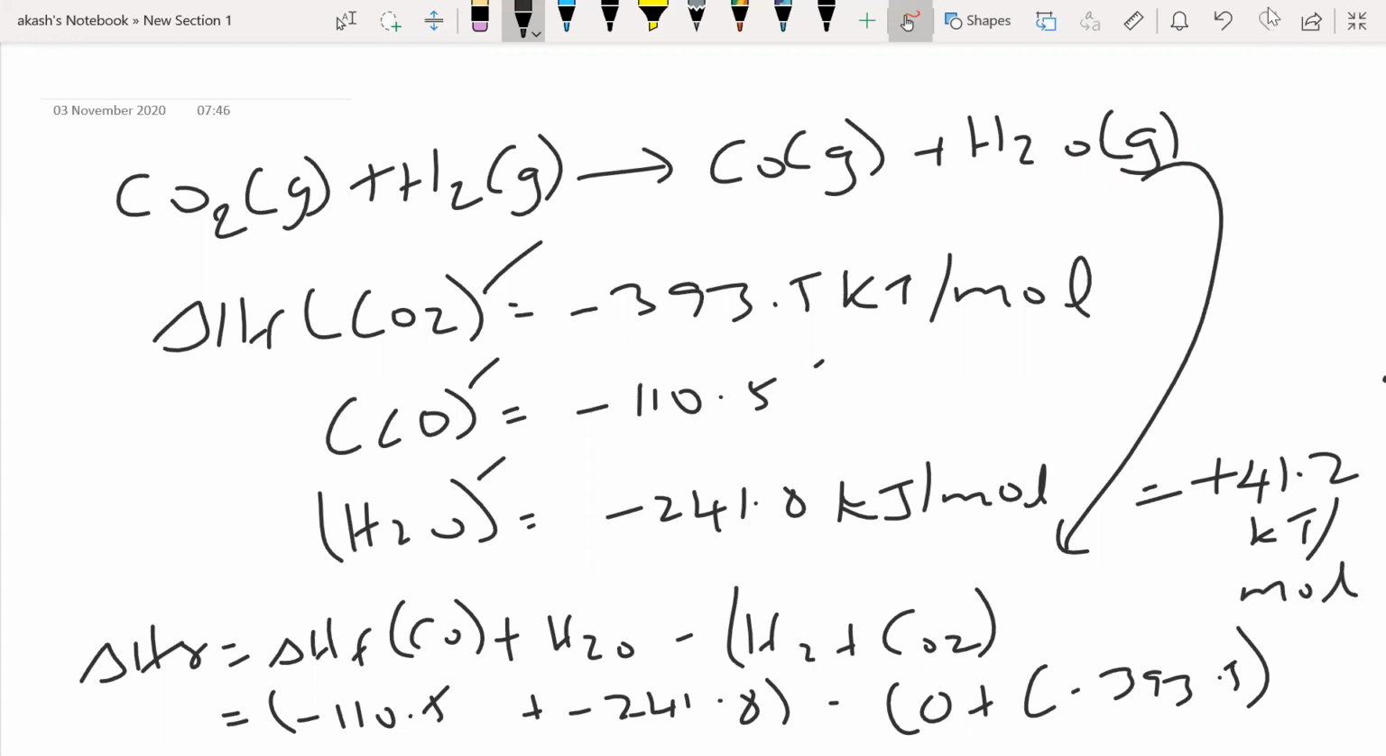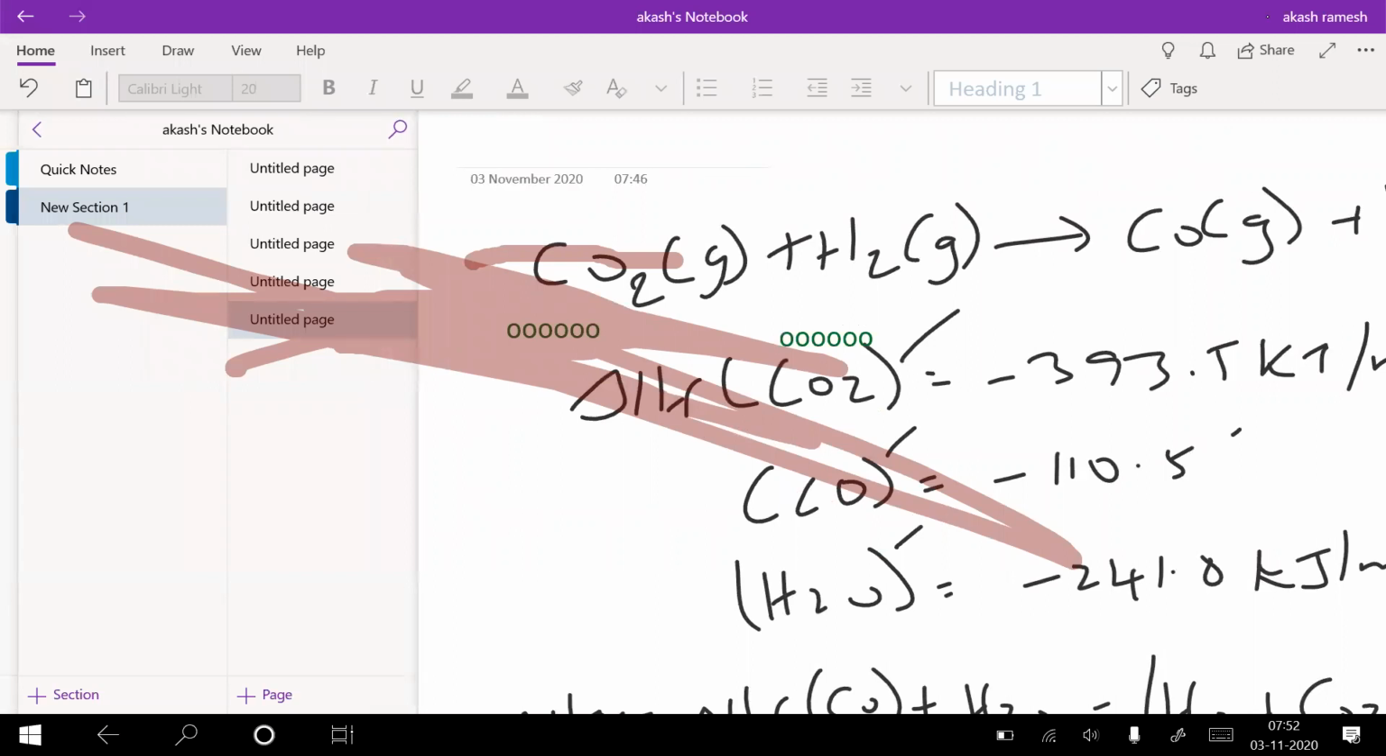Sir, doubt, sir. Is it 241.0 or 240? 241.8. Okay, sir. Right. So the answer would be 41.2 kilojoules per mole. Everybody got the answer? Or at least everybody understood how we do the problem? Yes, sir. Okay, fine. Cool. I think we'll go for one more question.